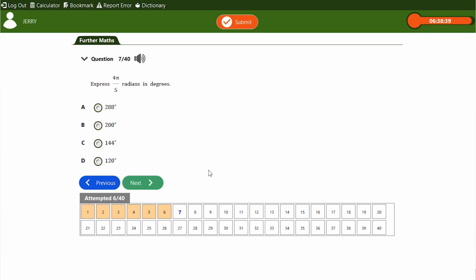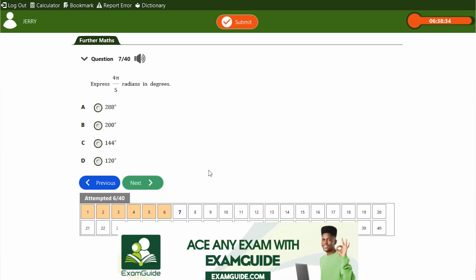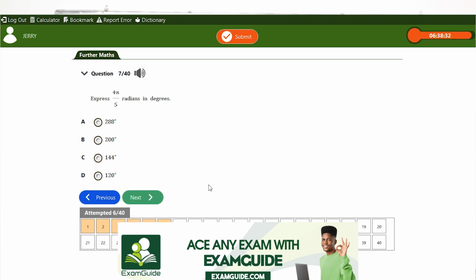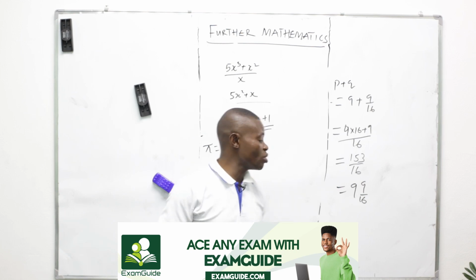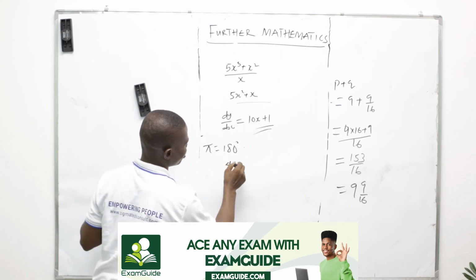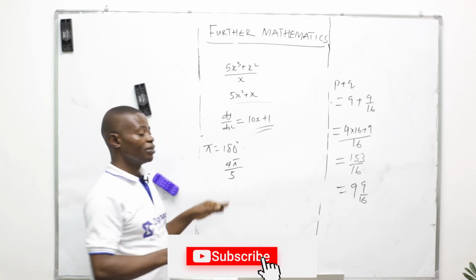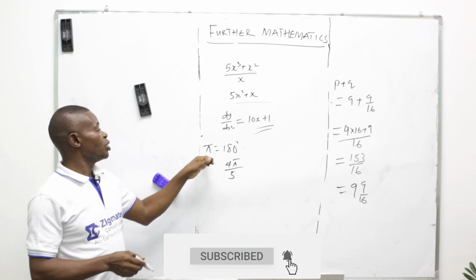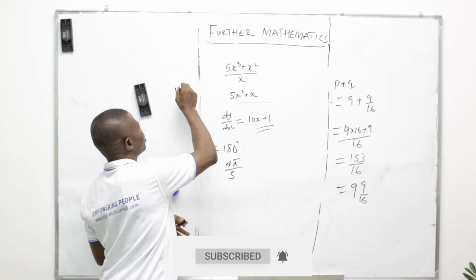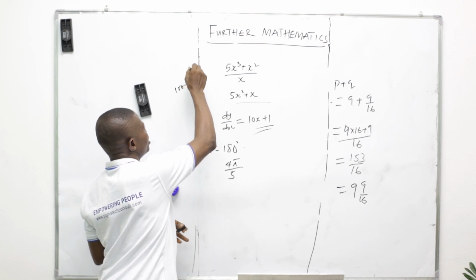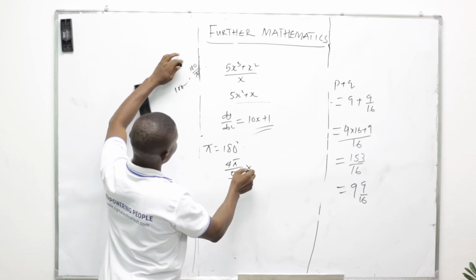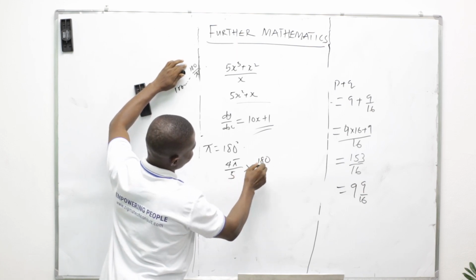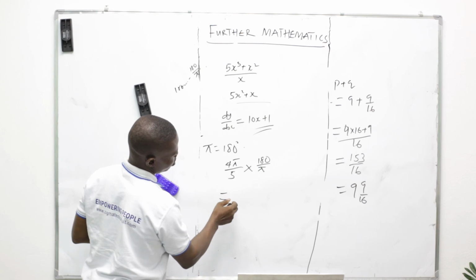Express 4 pi over 5 radians in degrees. Remember that pi equals 180. The simplest and easiest way of doing this: because 1 radian equals 180 all over pi, we use this to multiply what we have. This is 180 all over pi.